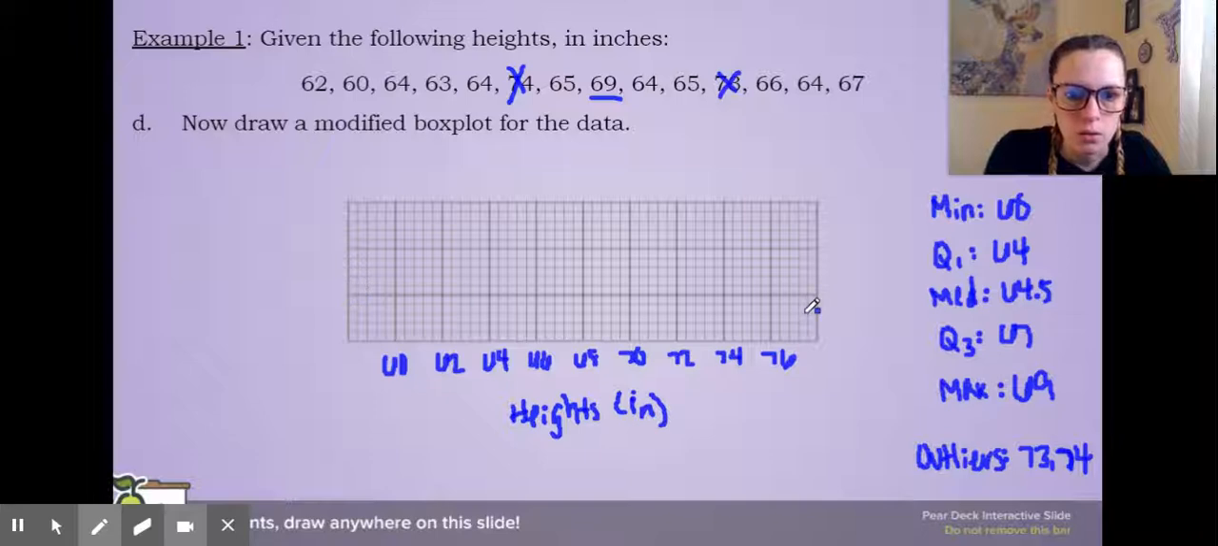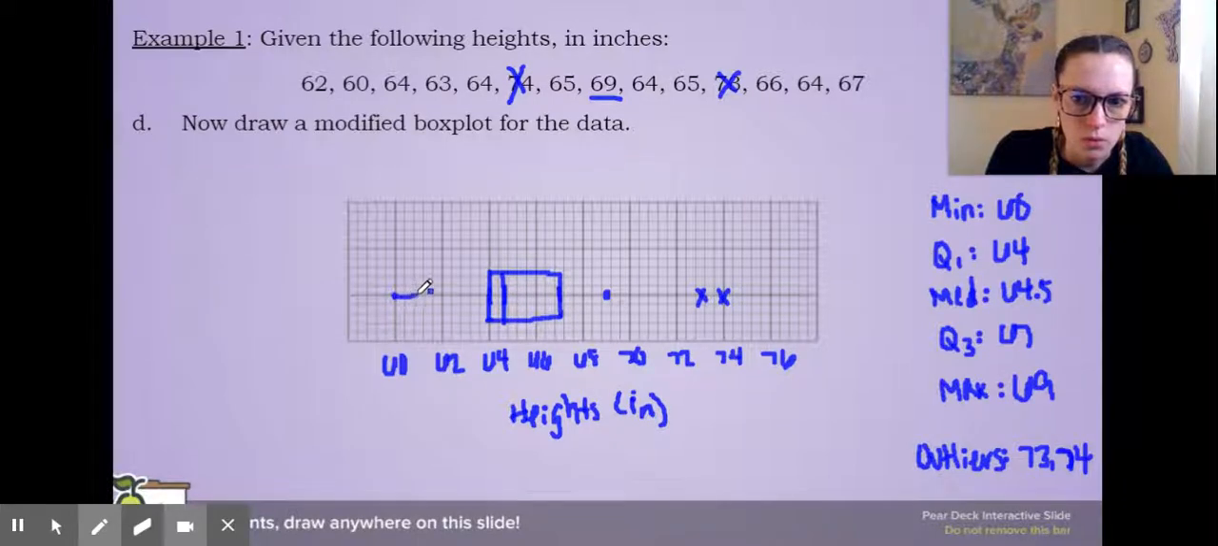So when I go to actually create my box plot, my 73 and my 74 outliers will be marked as X's. My new maximum is 69. And then my other four values are the same. So just plotting them in the same points, or roughly in the same area that they were. And a minimum of 60. And then the rest of it is the same kind of deal, boxing in our IQR, cutting it at the median, drawing whiskers out to my minimum and my new maximum, and then those outliers just stay there as X's.